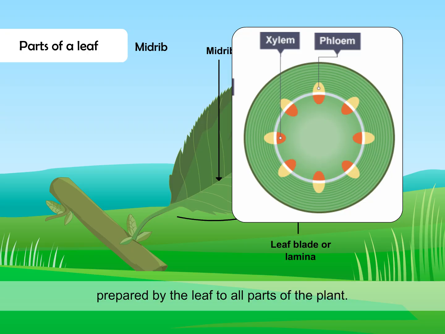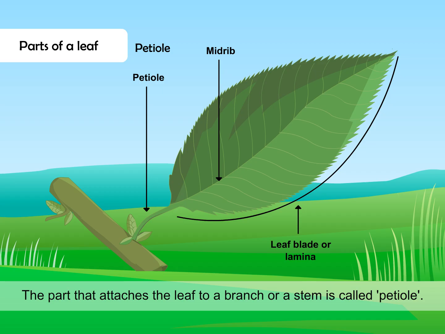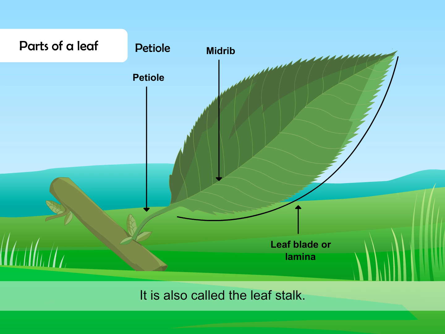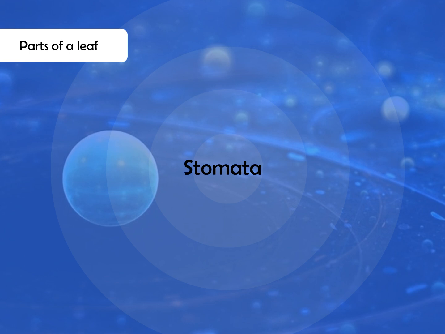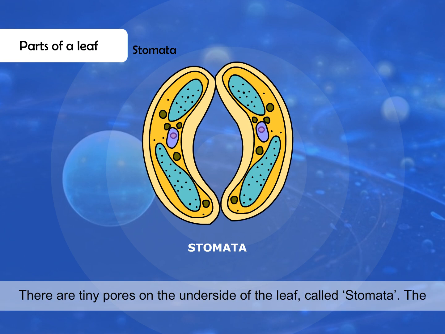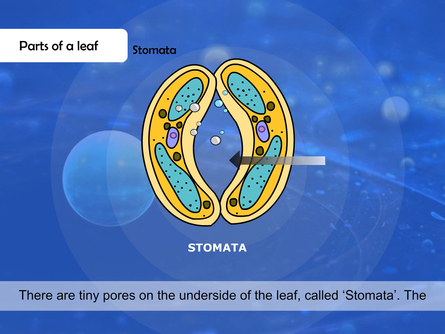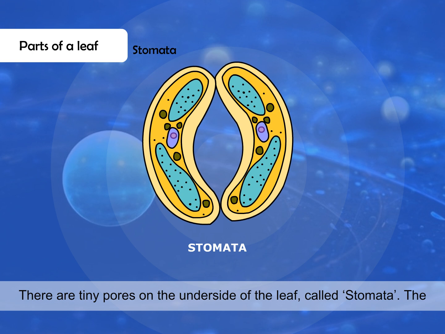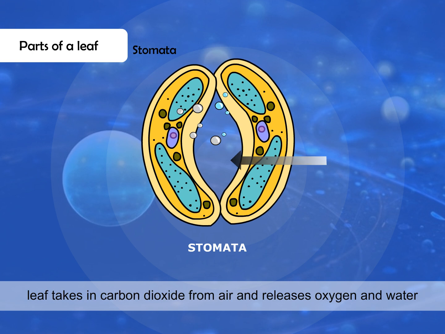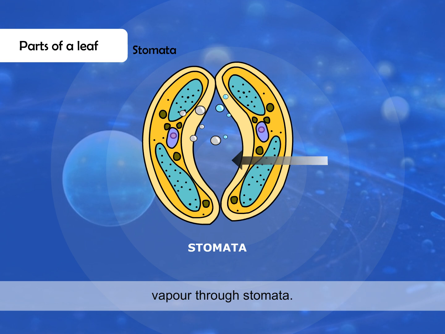Petiole. The part that attaches the leaf to a branch or a stem is called petiole. It is also called the leaf stalk. Stomata. There are tiny pores on the underside of the leaf called stomata. The leaf takes in carbon dioxide from air and releases oxygen and water vapor through stomata.